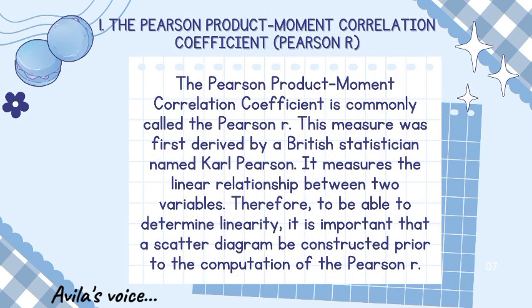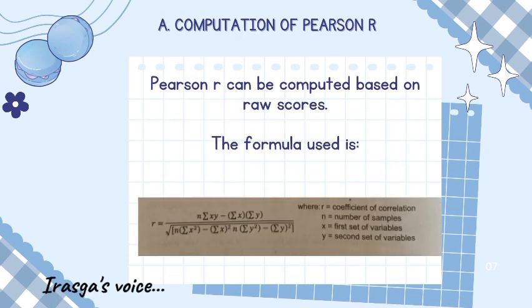The Pearson product moment correlation coefficient, Pearson R. The Pearson product moment correlation coefficient is commonly called the Pearson R. This measure was first derived by a British statistician named Karl Pearson. It measures the linear relationship between two variables. Therefore, to be able to determine linearity, it is important that a scatter diagram be structured prior to computation of the Pearson R. So, let's proceed to the computation of Pearson R.